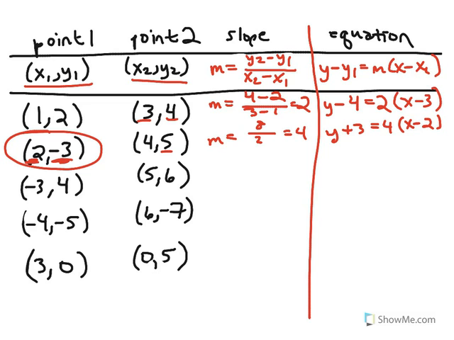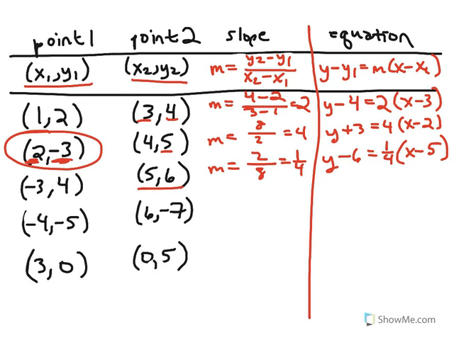For the third example, the slope is going to be 6 minus 4 on top, which is 2, and 5 minus negative 3 on the bottom, which is 8. So our slope is a positive 1/4. So we have y, and I'm going to go ahead and use 5 and 6 this time. I generally prefer to use the positive numbers. It's less confusing for me. Y minus 6 equals 1/4 times the quantity x minus 5.